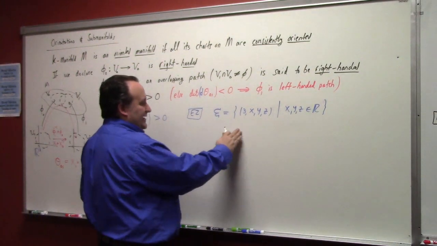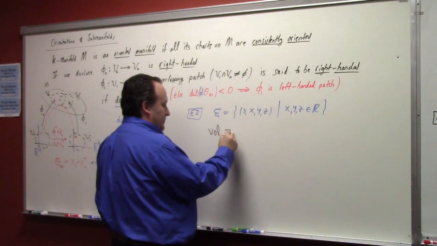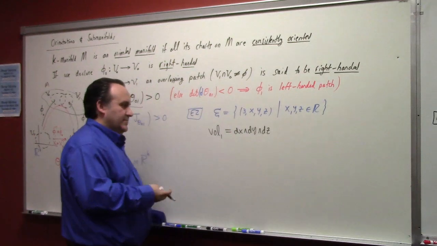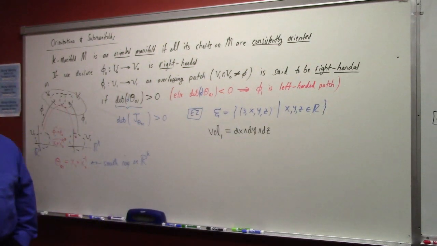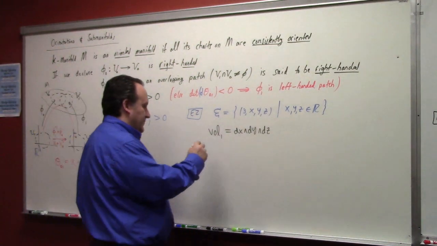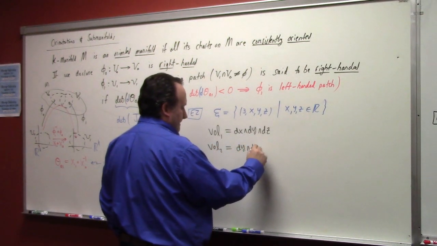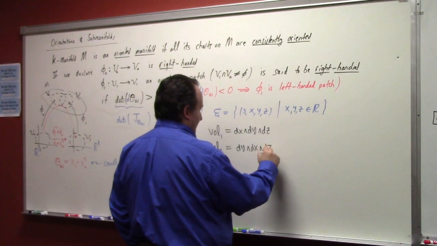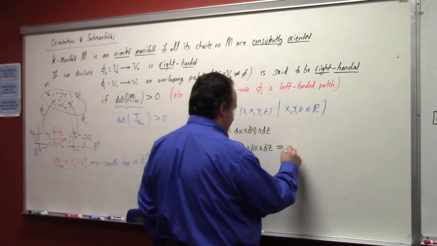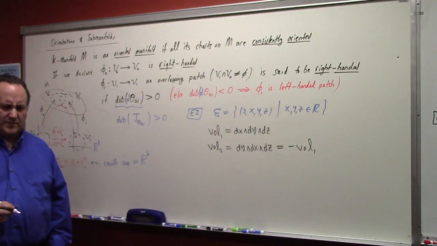I could orient E, I could let one volume form on E be dx wedge dy wedge dz. There you go, that's a non-vanishing 3-form defined on E. I could orient E with that. But I could also orient it with this, right? And that would be minus the other orientation.